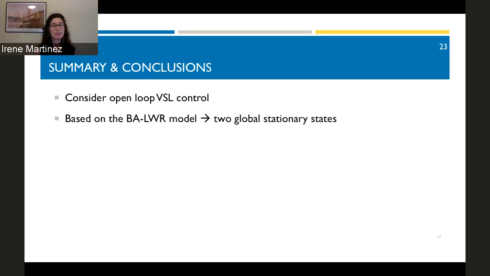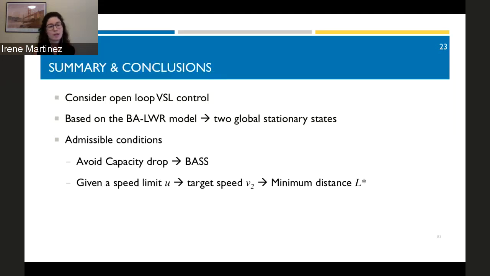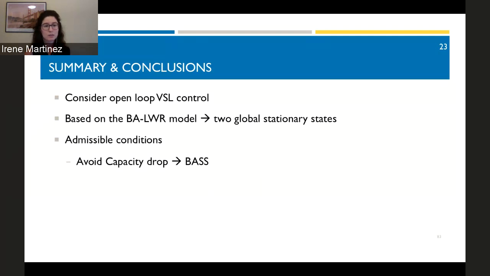And based on the bounded acceleration LWR model, we have defined two different global stationary states, and we have discussed the admissible conditions for those to arise. We have seen that to avoid the capacity drop, a bounded acceleration stationary state needs to be observed downstream of the control zone. And for a given speed limit, we can calculate a target speed and then a minimum distance between the control and the bottleneck to prevent this capacity drop.